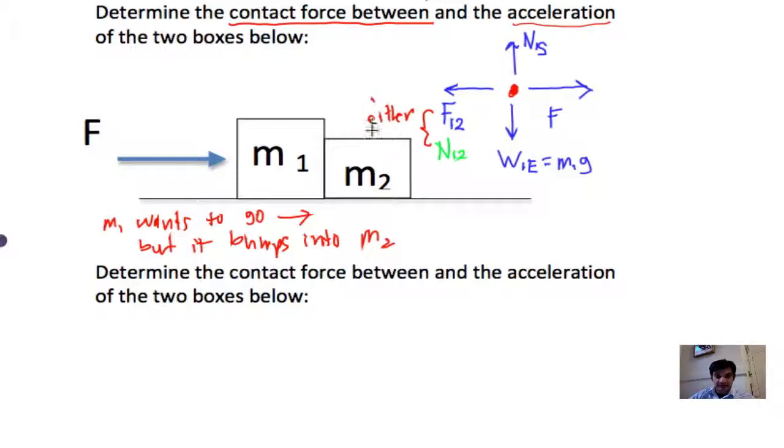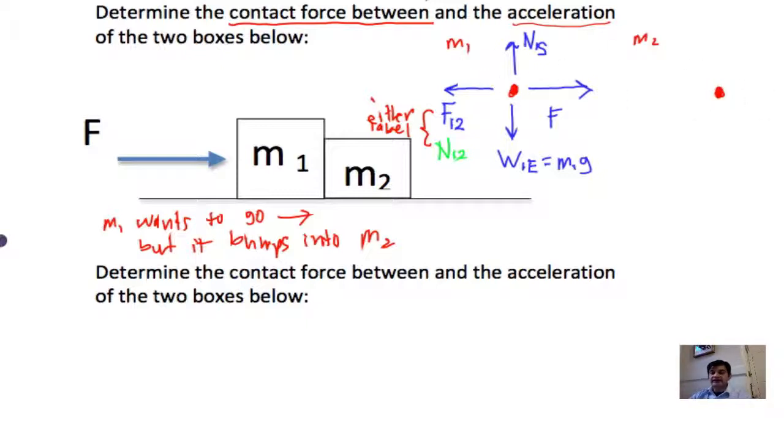So either label is fine. Okay? Now, those are all the forces on M1. Now let's label, so this is M1's free body diagram right here. Now what we're going to do is the free body diagram for M2. So let's do that right now.